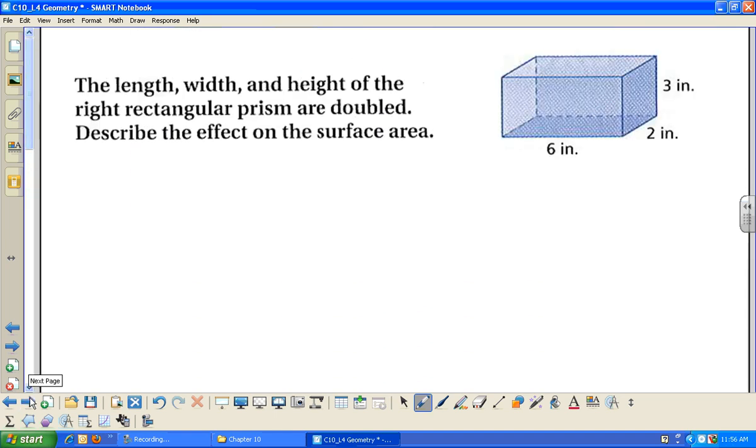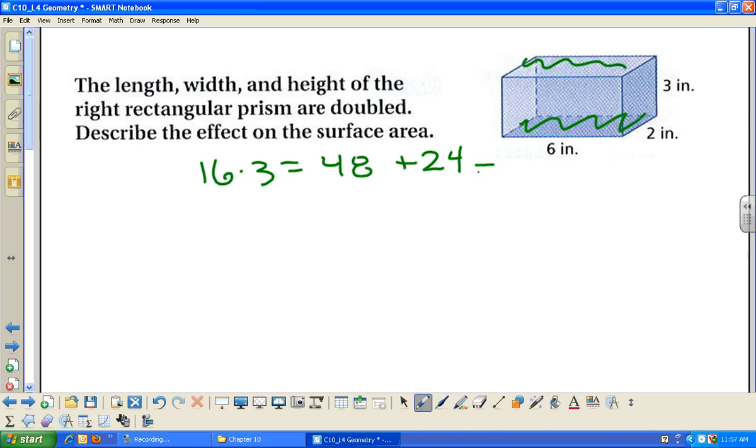If the length, width, and height of the right rectangular prism are doubled, describe the effect on the surface area. If I find the surface area first with these numbers, it would be 16 times 3, which is equal to 48. And then I would add 24, because that will be the area of both bases, which is equal to 72 inches squared.